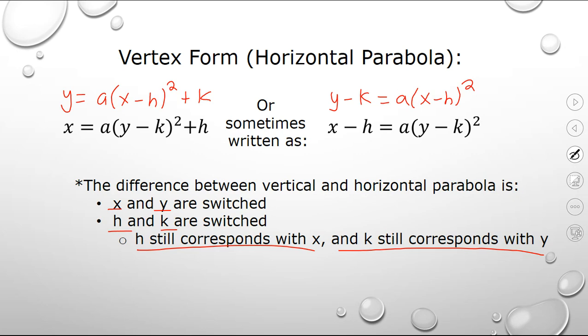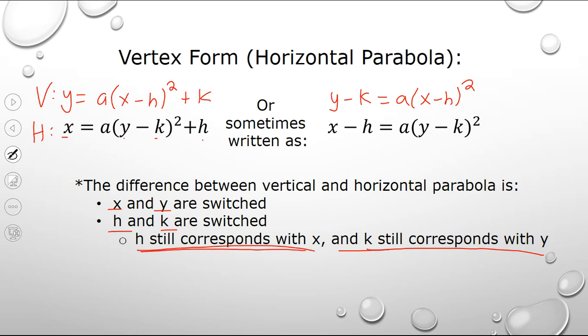So comparing the two, right? The red is for vertical and the black one's for horizontal. You can see the differences, right? The x and y's are switched, the h and the k's are switched. Now the good news is h still corresponds with x, as I was saying, and k still corresponds with y. What do I mean by that? Well, whatever number k is going to be, because it's next to y, I know that's going to be k. K is always going to be the number next to y, just like h is always going to be the number next to x. So that's how you can sort of identify what h and k are.